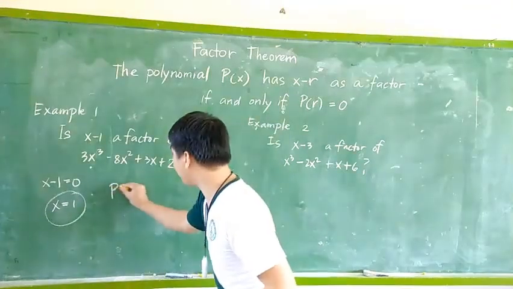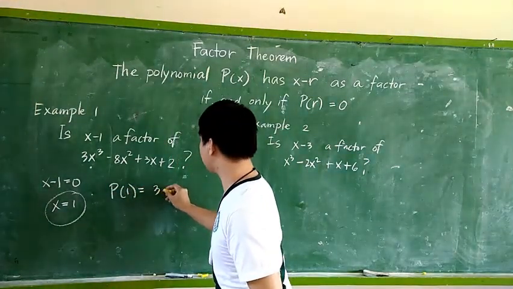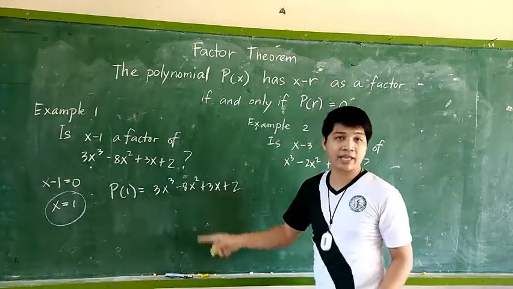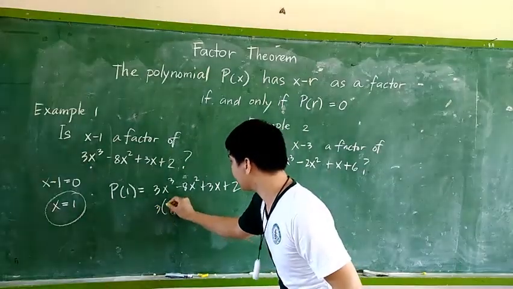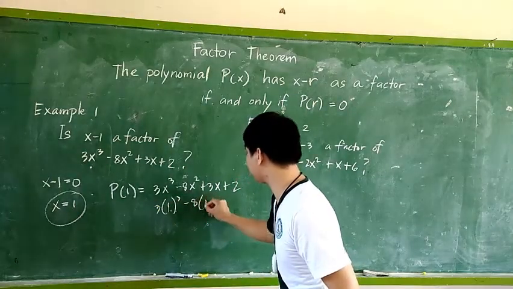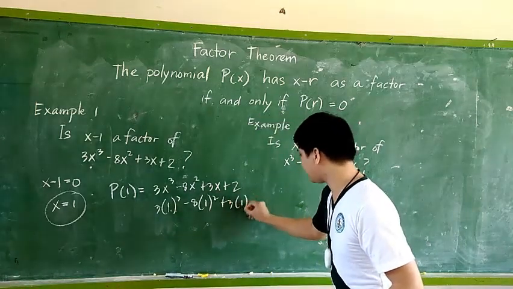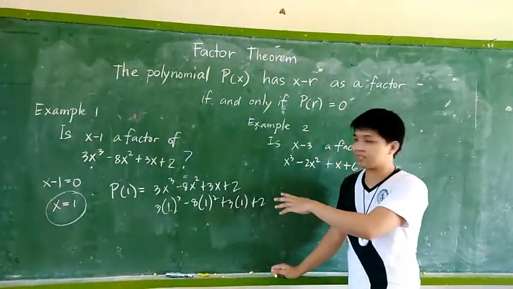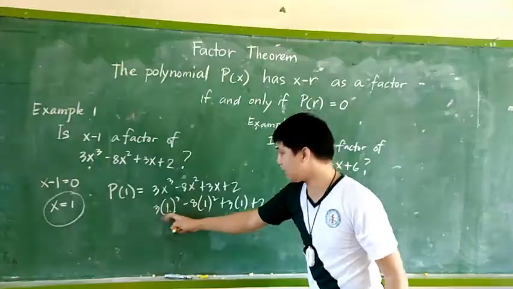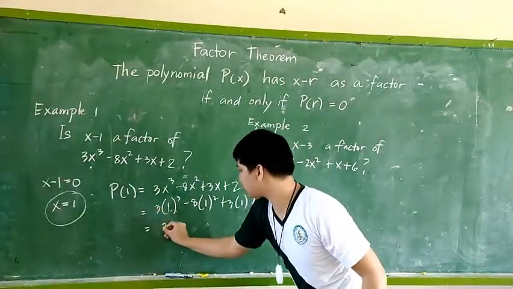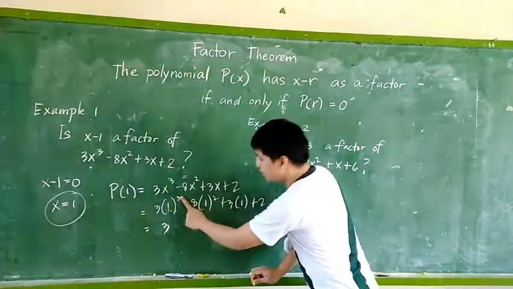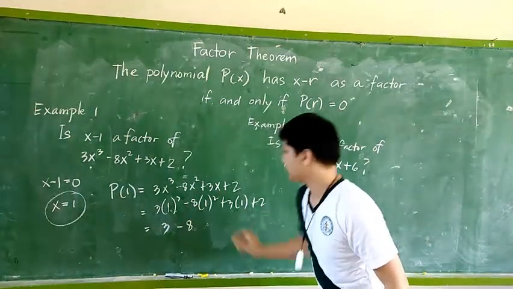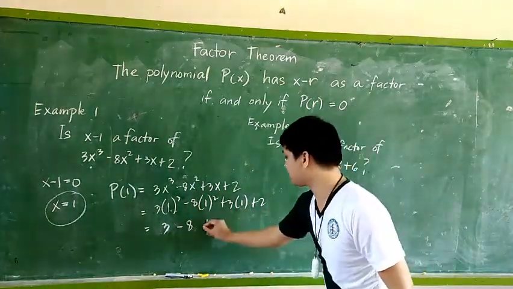So p of 1 is equivalent to 3x cubed minus 8x squared plus 3x plus 2. Then substitute: 3 times 1 cubed, minus 8 times 1 squared, plus 3 times 1, plus 2. We simply substitute 1 for all the values of x. So 1 cubed is 1, times 3, that's 3. 1 squared is still 1, times negative 8, that's negative 8. 3 times 1, that's 3.